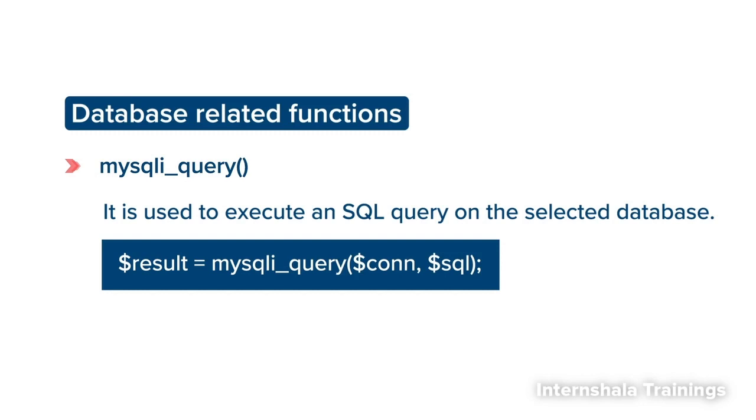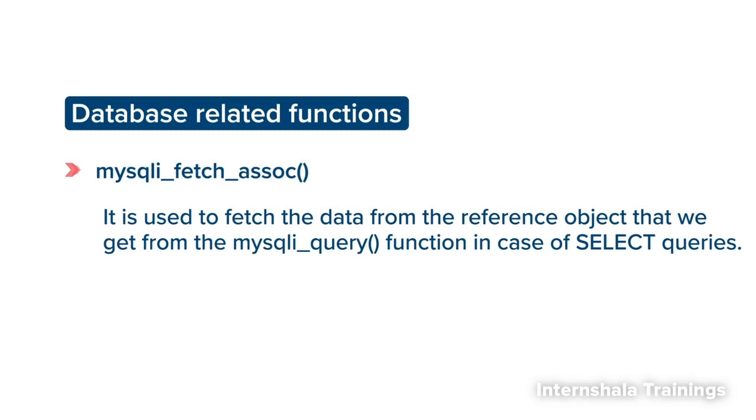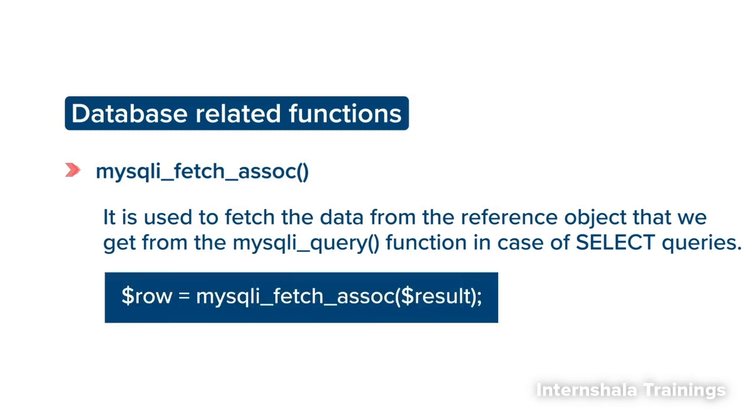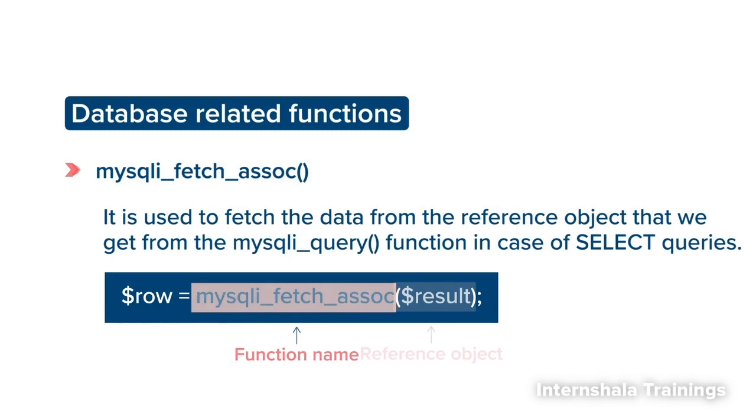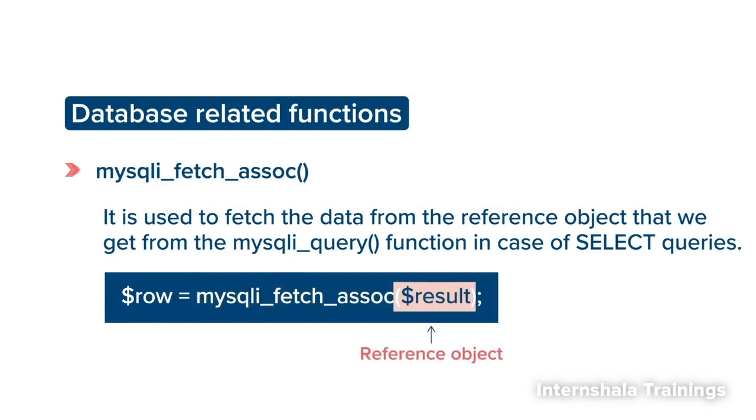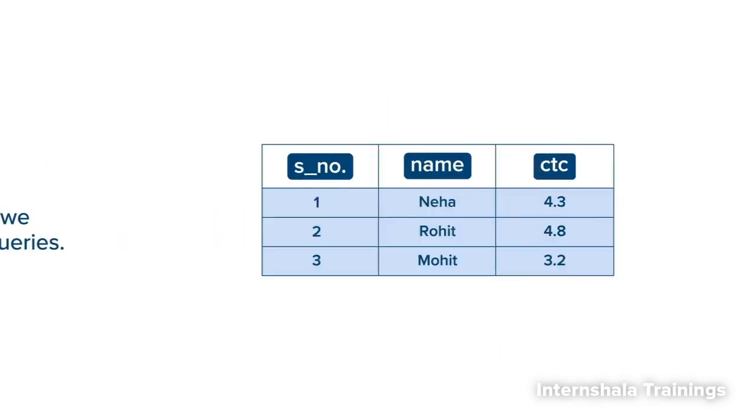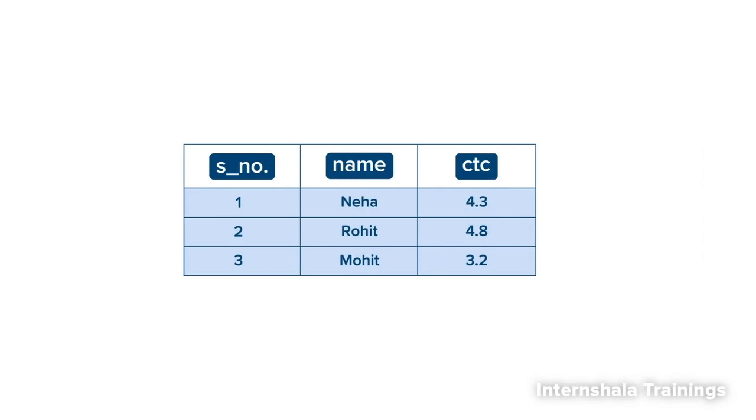For select queries, it returns a reference object. Now, this reference object contains some data which can be accessed using the MySQLi fetch assoc function. And we can use this function like this. This is the name of the function and this is the reference object that we got from the MySQLi query function. Suppose this is the data which we have fetched from the students table using the select query.